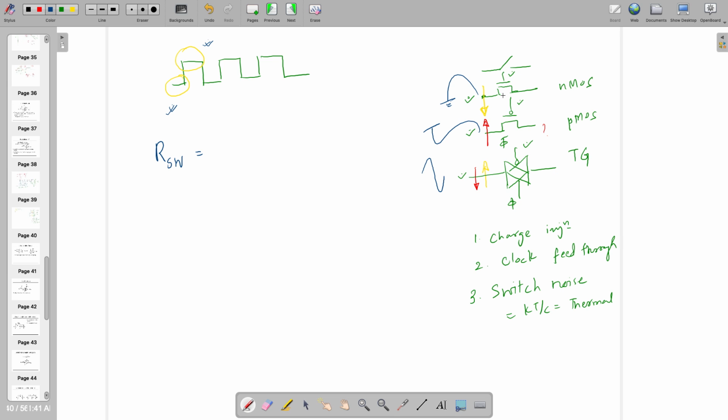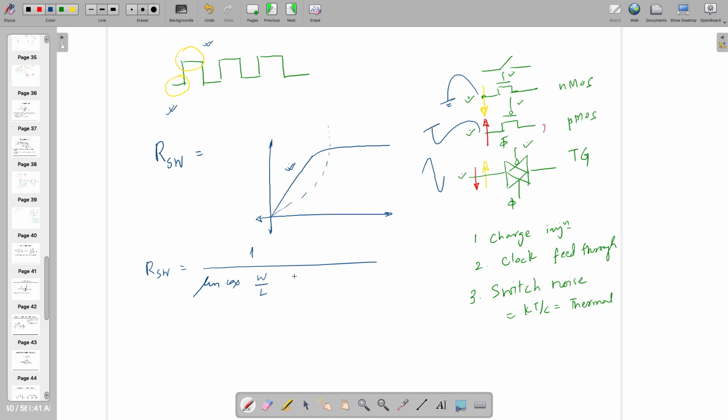Yes, Ron of any switch, because the best switch is the one where you are going to be in the linear region. A switch is best when it is in the linear or triode region, not in saturation, right? That's the best case. So if you are interested in that, what will be the switch resistance? 1 by mu n C ox W by L (VGS minus VTH).